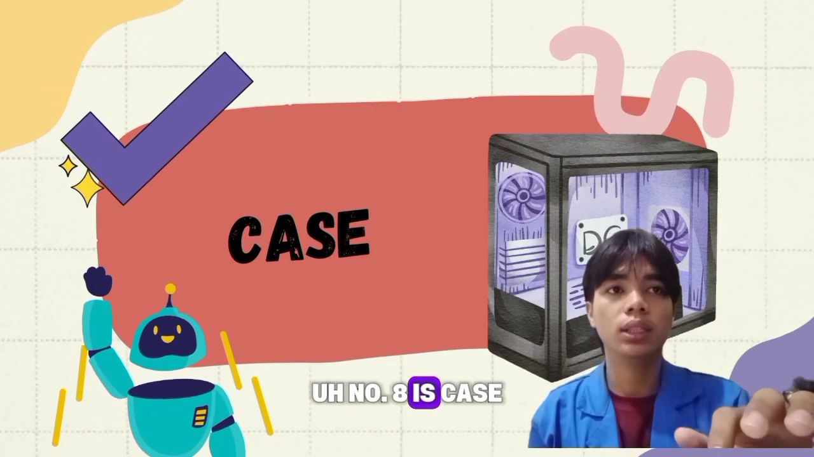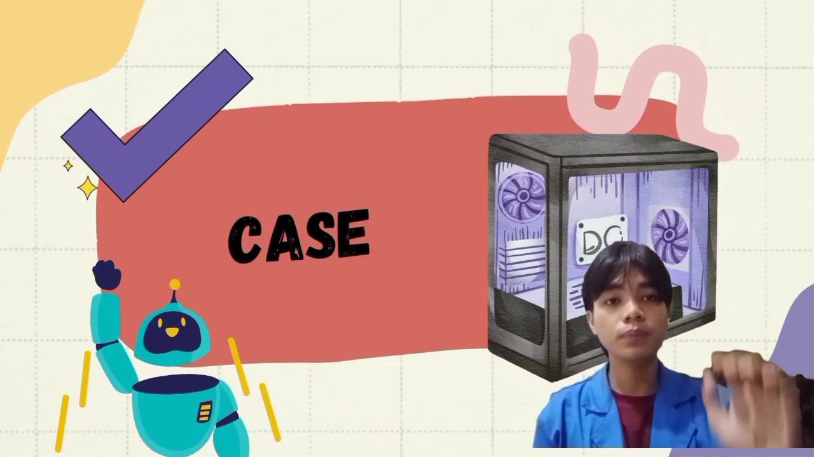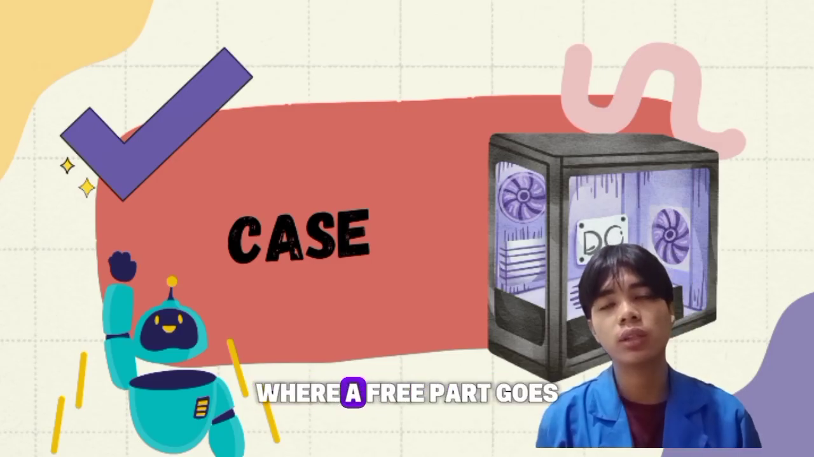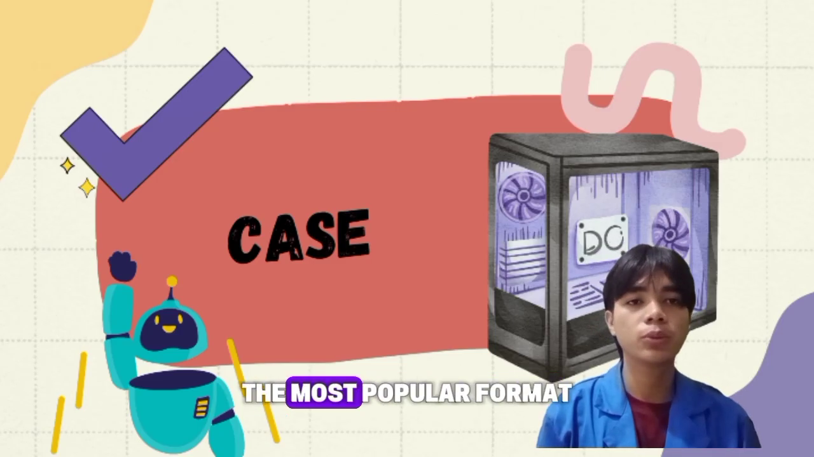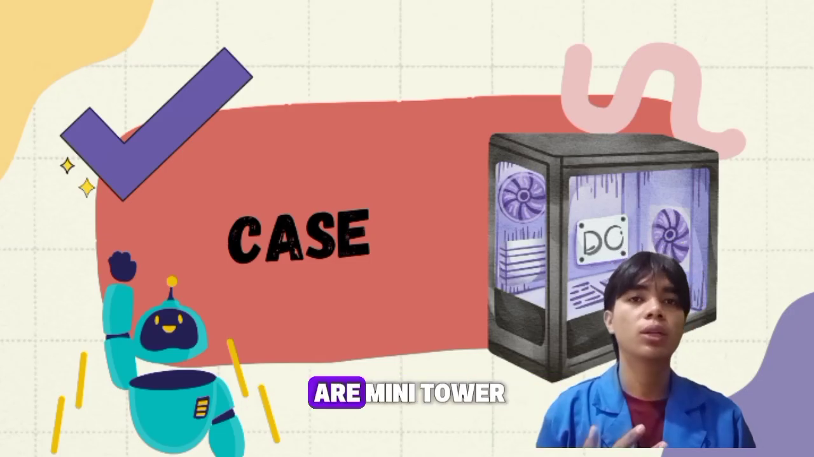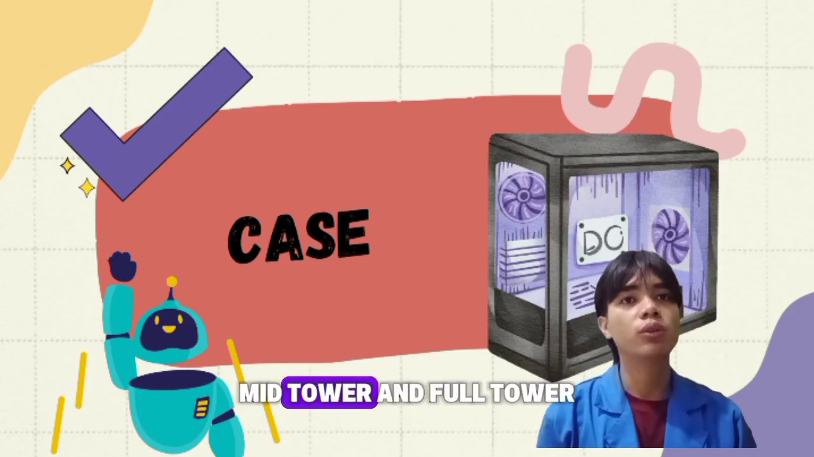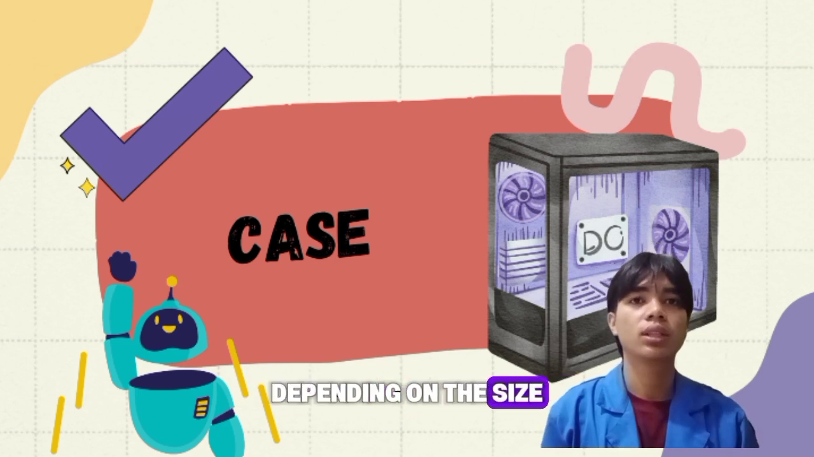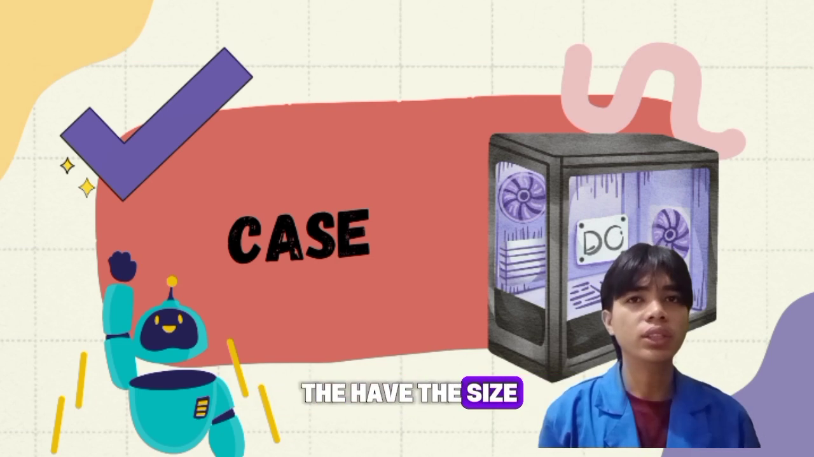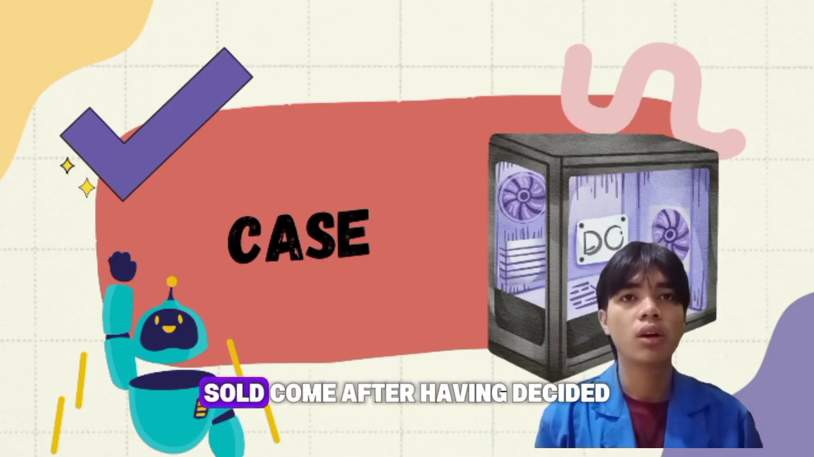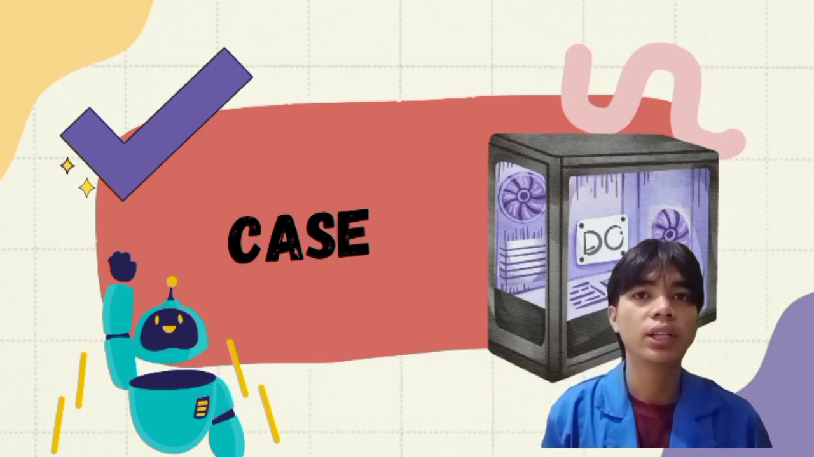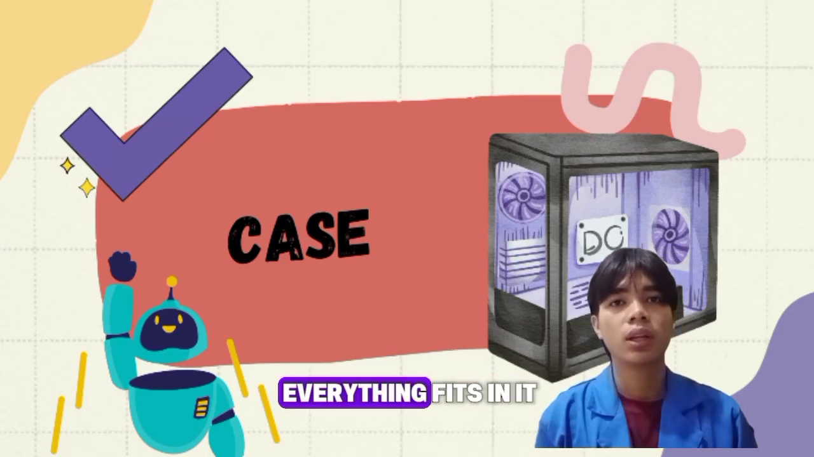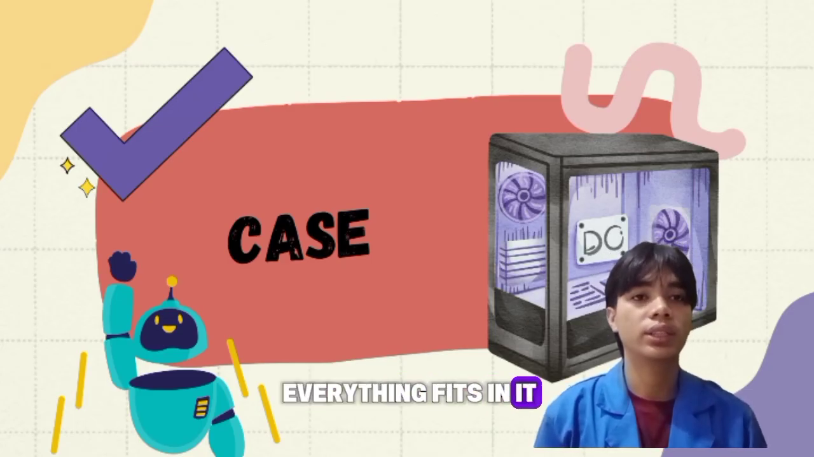Number 8 is case. A case is simply a box of plastic where every part goes. The most popular formats are mini tower, mid tower, and full tower, depending on the size they have. The size of the case should be chosen after having determined the size of the other components to make sure that everything fits in it.